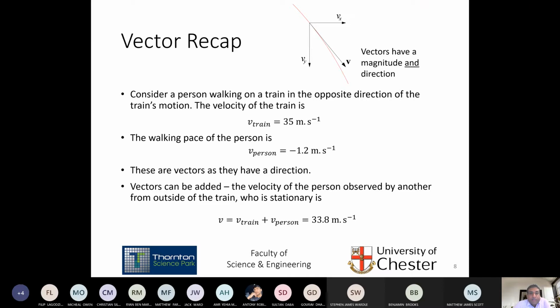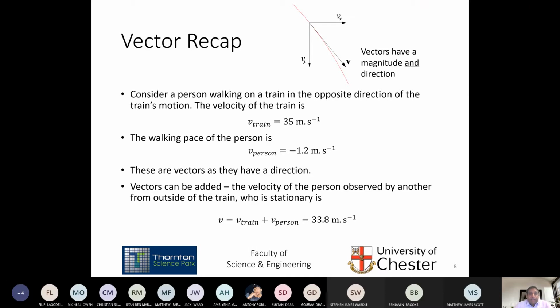So v train has a direction and v person has a direction. So this is very important to note the difference between speed and velocity. Speed does not have a direction, it is just the magnitude, whereas velocity has a direction. So these vectors can be added.